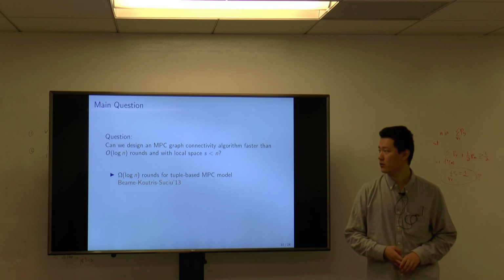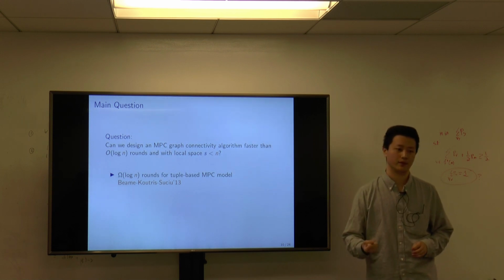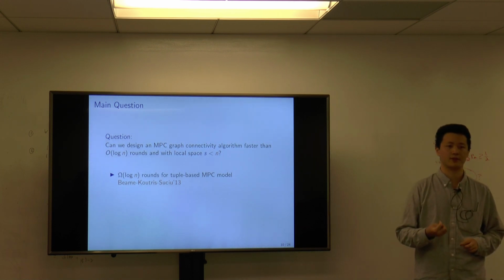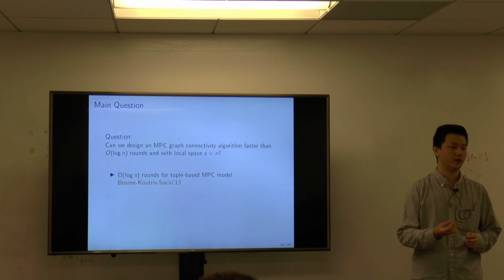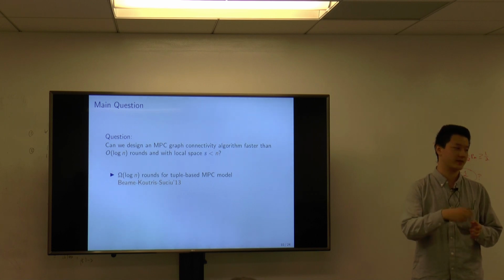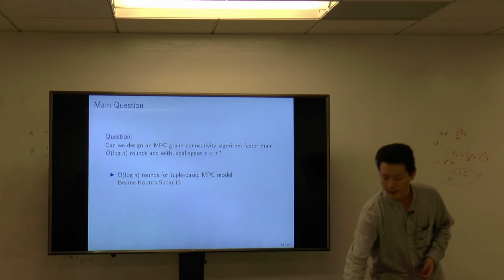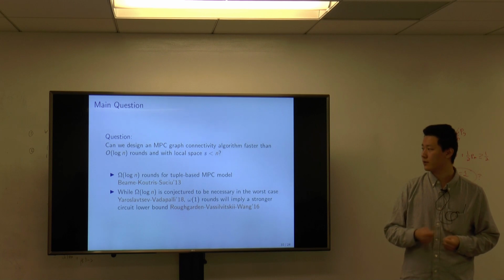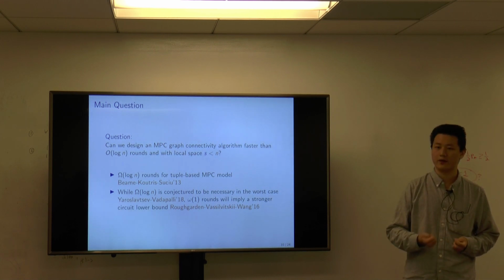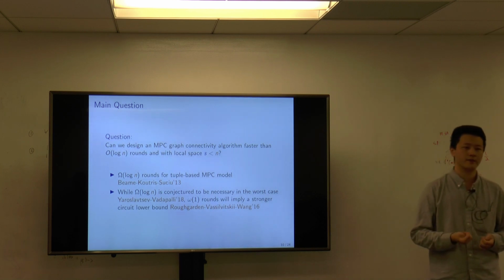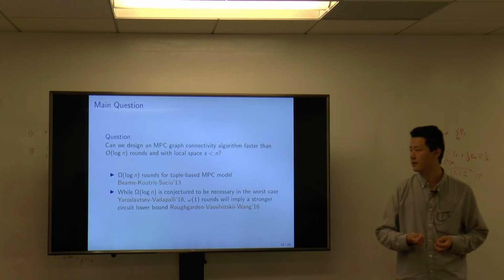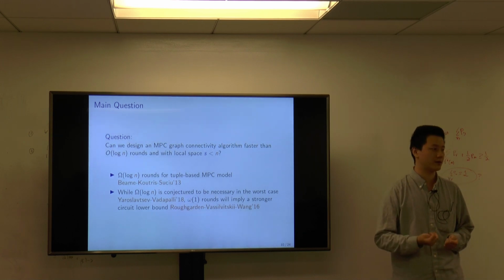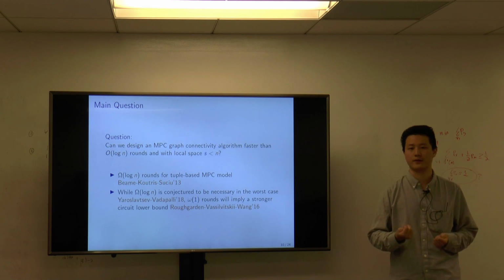There's a log n lower bound for the tuple-based MPC model. The tuple-based MPC model is a variant of the MPC model. It has more restrictions on the messages you can send and receive in each round. And the log n lower bound is also conjectured to be necessary in the worst case in the MPC model. However, if you can prove a super constant lower bound, then it will imply a very strong circuit lower bound. So it seems to be hard to prove a super constant lower bound in the MPC model.